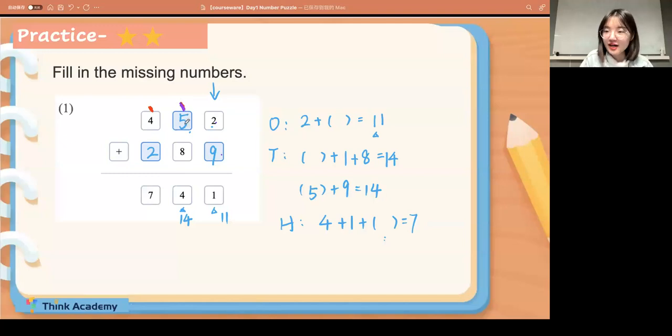And for the 10th column, 5 plus 1 will be 6. And 6 plus 8 will be 14. So we will put 4 here and carry the 1 to the 100th column. And then for the 100th column, we will have 4 plus 1. It will be 5. 5 plus 2 will be 7. Then we can know the 3 blanks will be 2, 5, and 9. Okay, does it make sense, everyone? Can you type Y for yes and N for no?